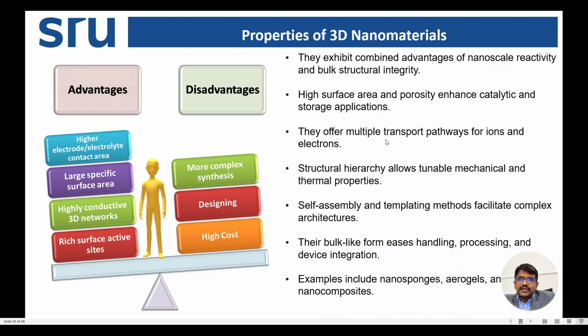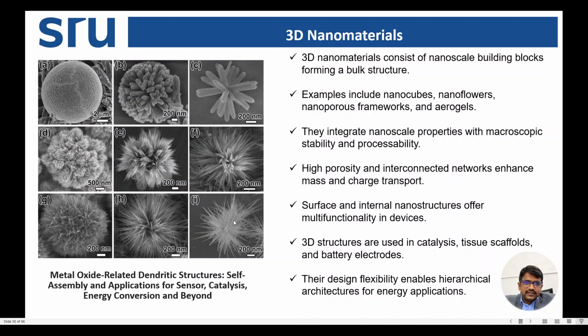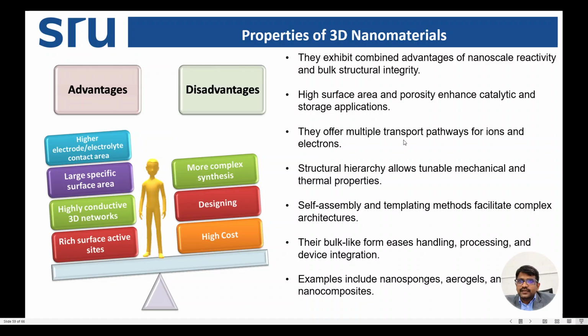They offer multiple transport pathways for ions and electrons. Because of this multi-transport pathway, because of many needles, for example here, every needle-like structure provides electronic pathways. What else can we call them? Nano needles, nano rods, nano flakes, nano spikes, right? These all participate in transport.